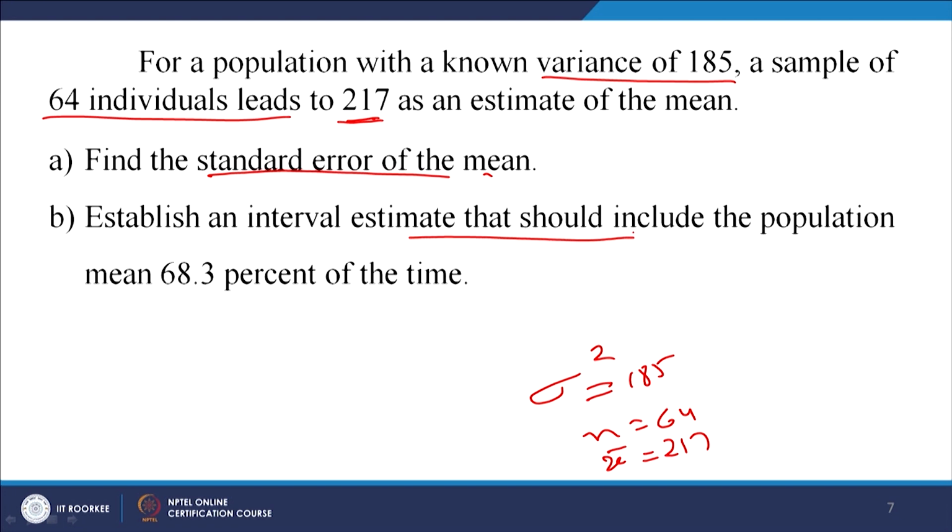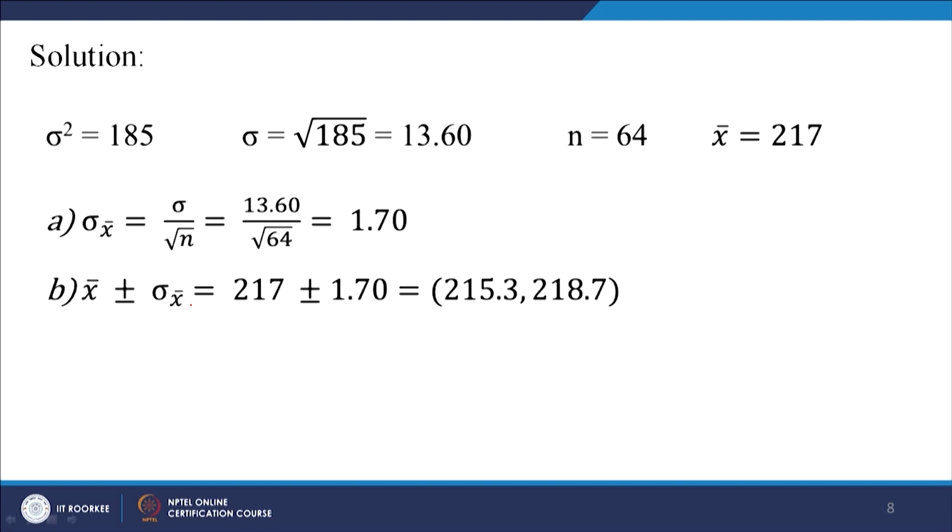Establish an interval estimate. So the first part is to find the standard error. Let's find out the standard error. Since variance is there, you just take the square root of this. So this would be the standard error. Once the standard error is known, we can calculate the interval estimate that should include the population mean this much percent of the time. So this is your standard error, 1.70. Now, since this is known, you know the sample mean, this 217. So 217 plus minus this 1.70.